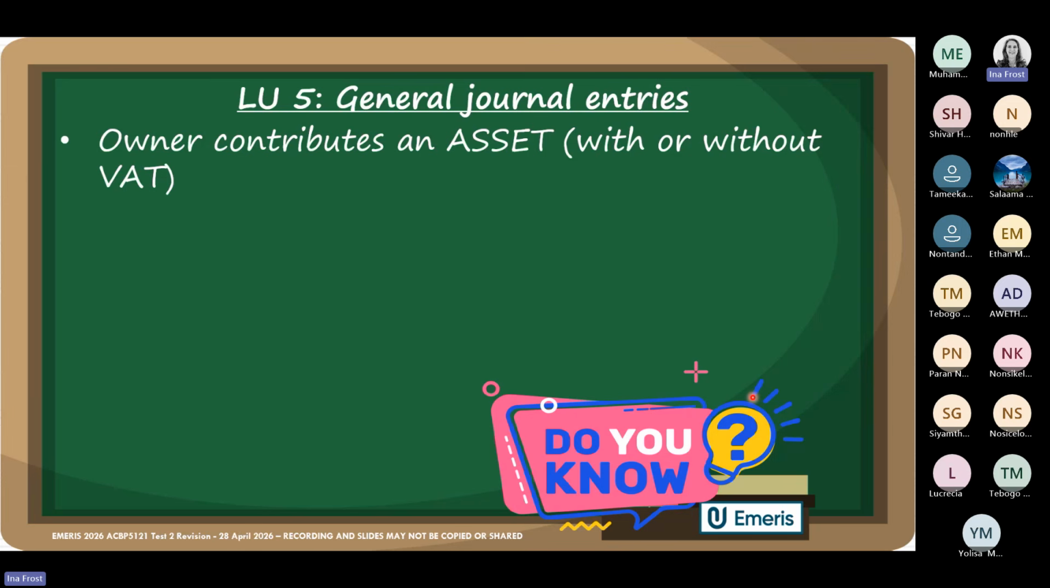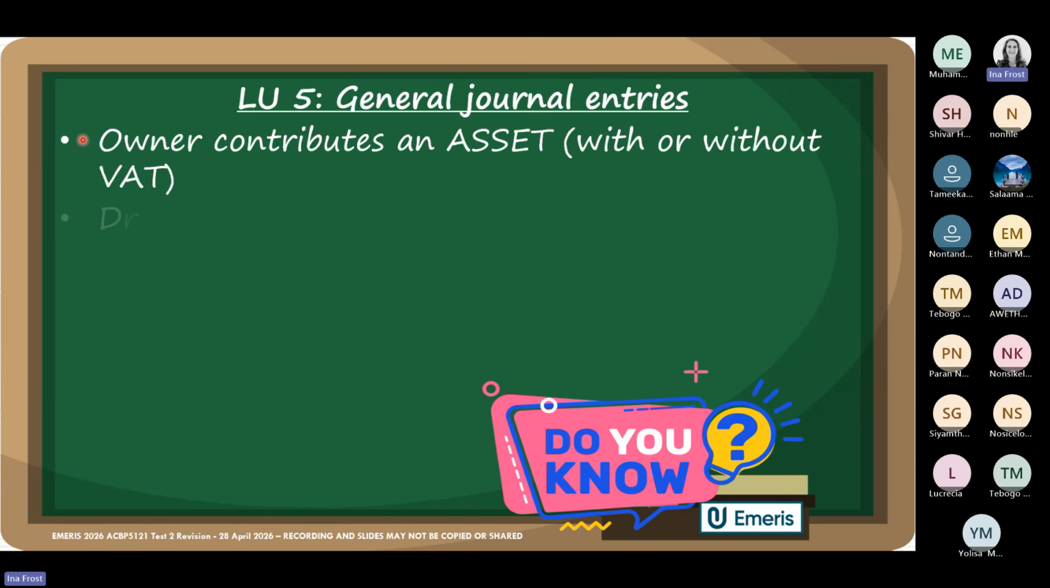The same thing applies here to our general journal entries. Again, there's only really a handful of entries that we can test you on. And if you understand the general journal entries for these entries, then there's not much we can ask you other than these entries. So the first typical entry is our owner that contributes an asset to the business, and the input VAT could either be claimed or not claimed.